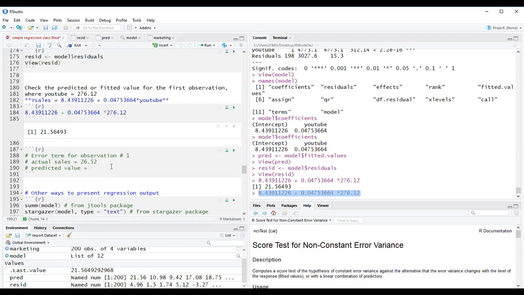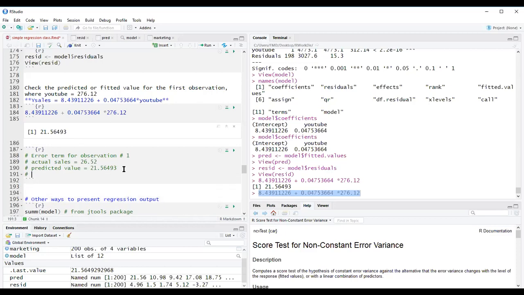Our predicted value is this, right? 21. Control C, Control V. That's our predicted value. So the difference between that, guys, is your residual. So the actual value, Control C, and the formula is actual value minus your predicted value.